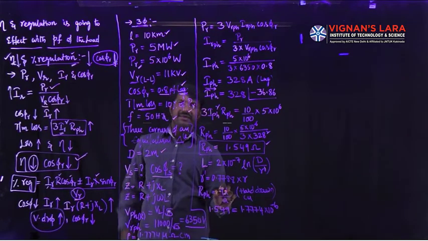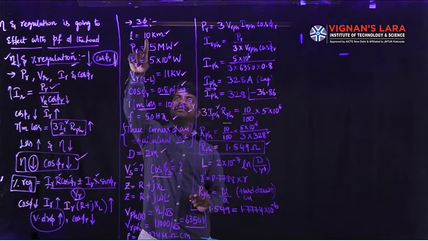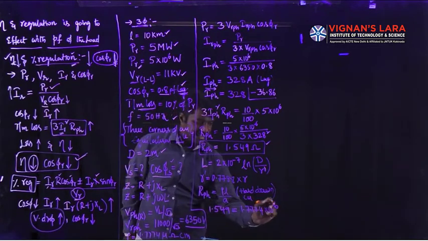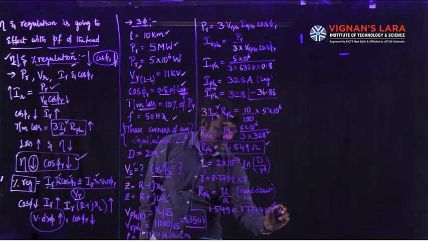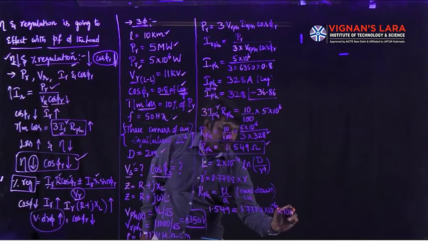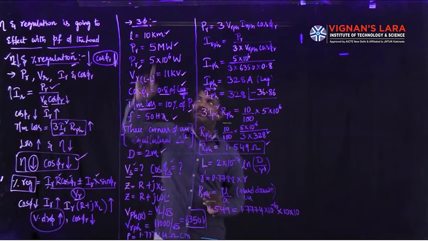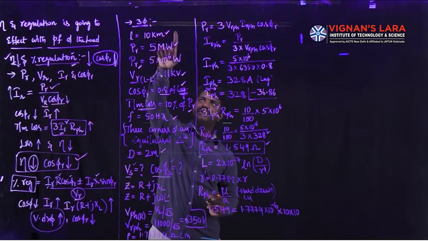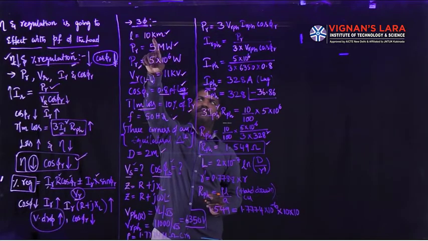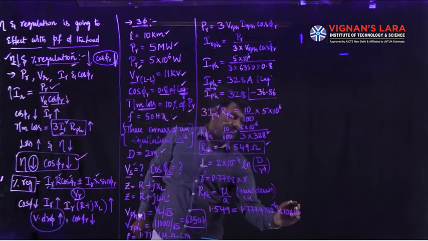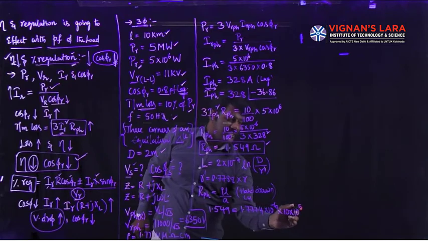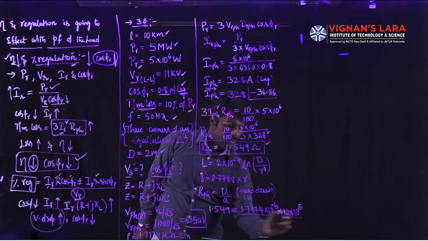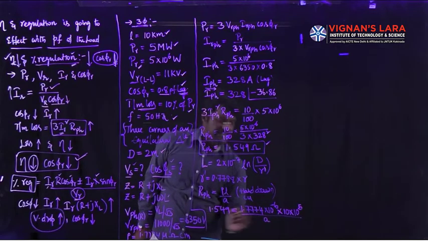Then what is the length of the line? The length of the line is given as 10 kilometers, which should be converted into centimeters. That is rho L value. L value is 10 into 10 power 3. If I write 10 power 3, it becomes meters. Still I want to convert those meters to centimeters, so I have to multiply it with 10 power 5. So these many centimeters of length divided by the cross-sectional area of that conductor.